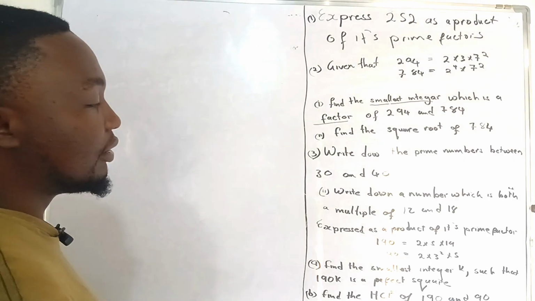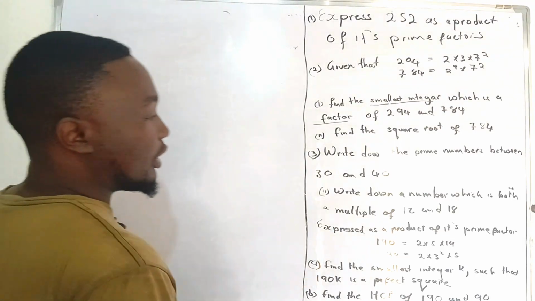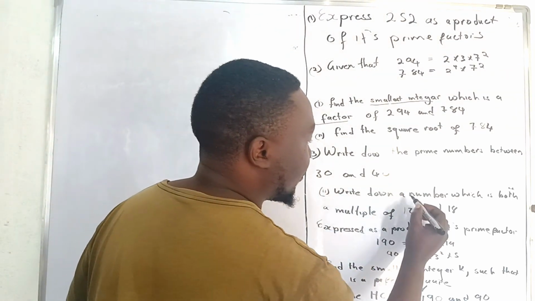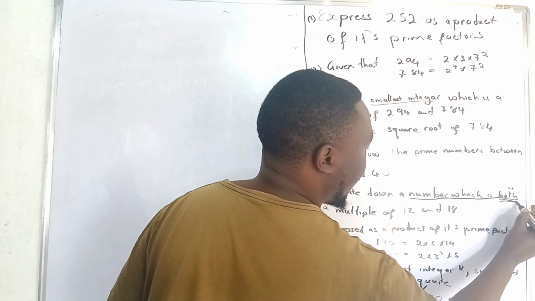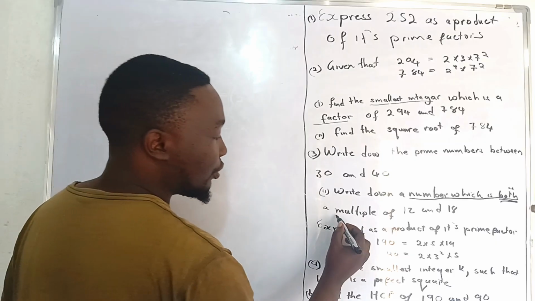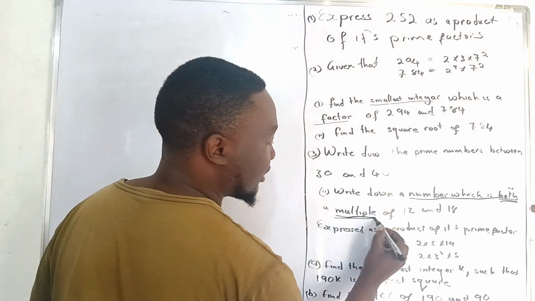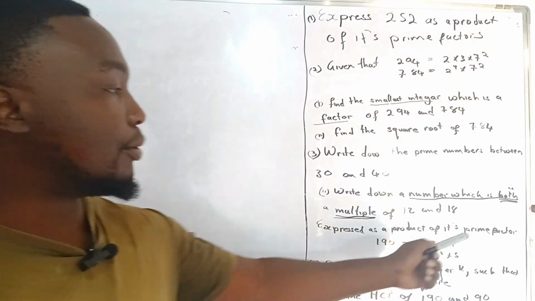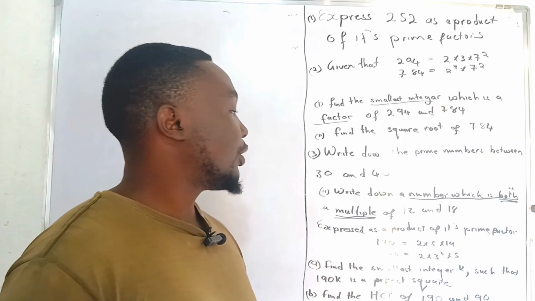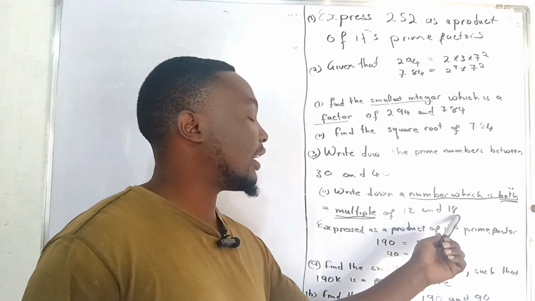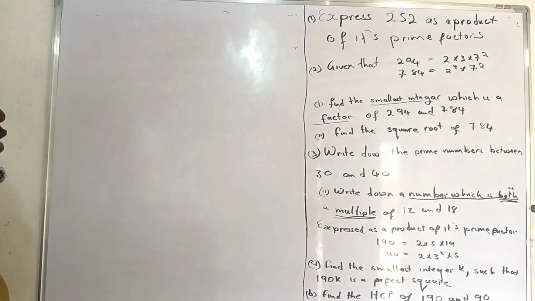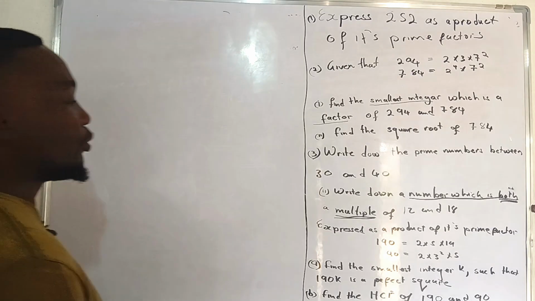Write down a number which is both a multiple. Look at this. Write down a number which is both, key point here, it's both a multiple of 12 and 18. If you see both and multiple, you then realize that you are being asked to find the lowest common multiple.